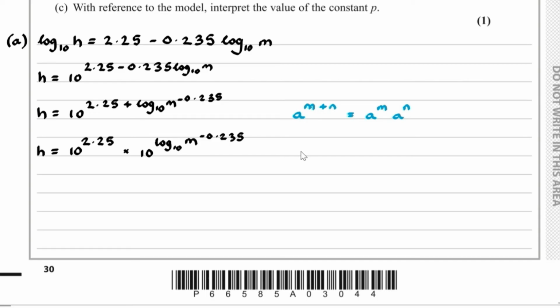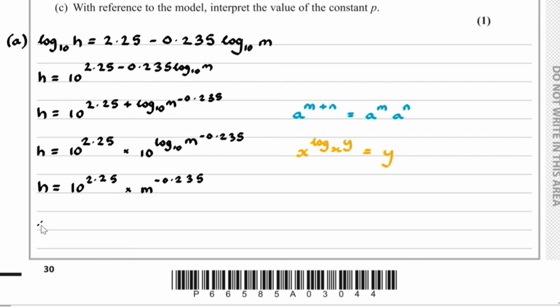If we've got x to the power of log base x of y, say, this is just equal to y. So if we use that idea, we can see then h is equal to 10 to the power of 2.25 multiplied by m to the power of minus 0.235.